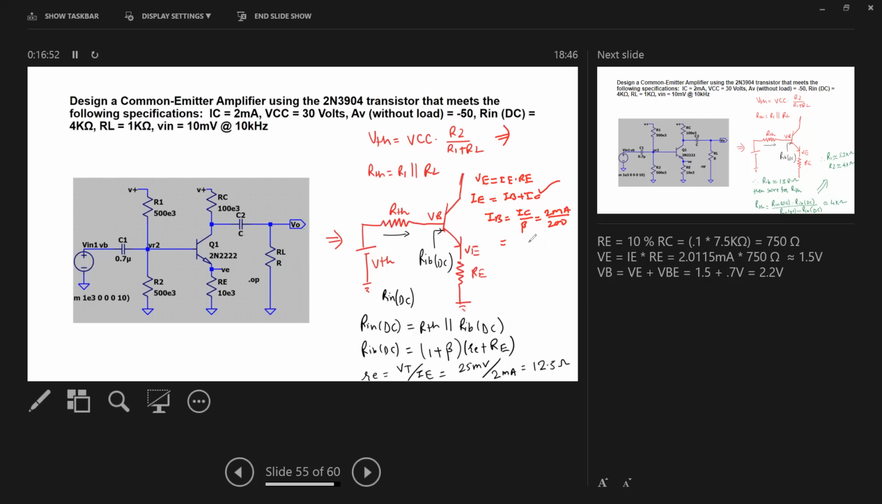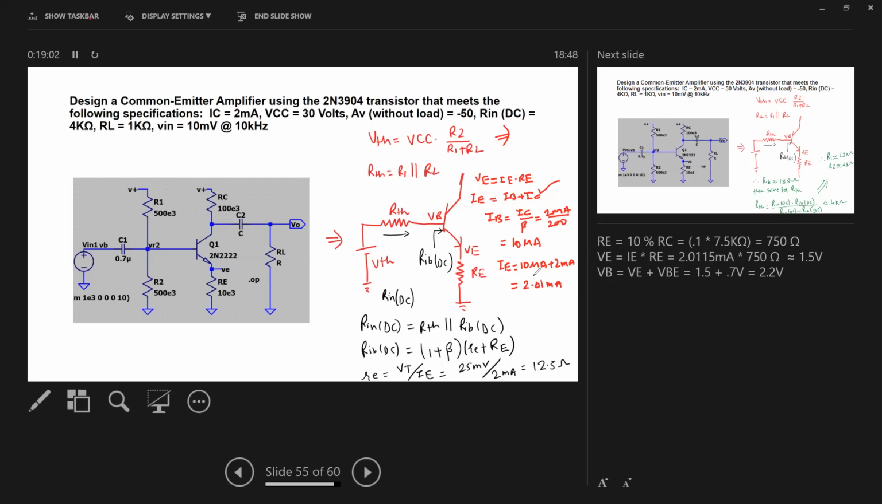So let me compute that, how much is the value. So IB comes out to be 10 microampere, right? And therefore your IE would be 10 microampere plus 2 milliampere. And that value we have to compute now. That comes to be 2.01 milliampere. So IE is known.